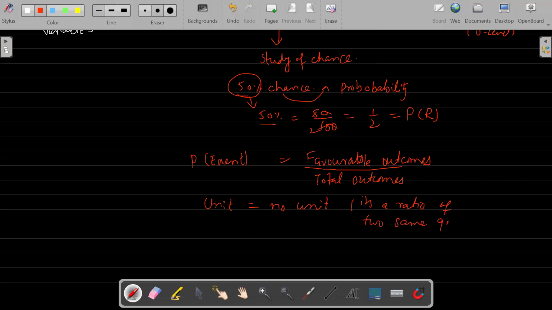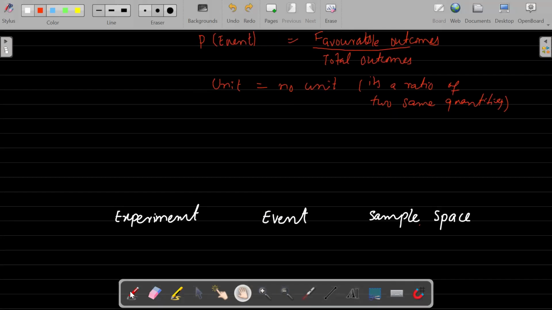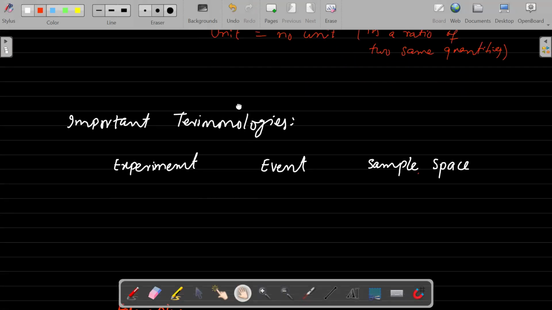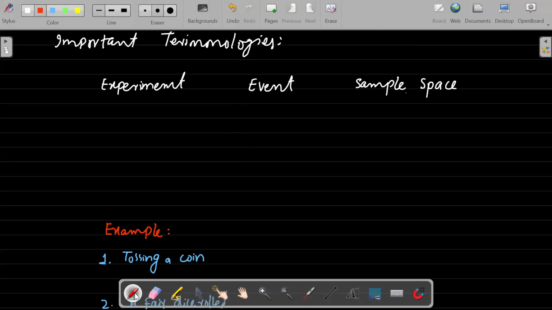All right, let's talk about the important terminologies. We are going to discuss some terminologies. What is an experiment? An experiment is a repeatable activity. An activity which is going to repeat is known as an experiment.